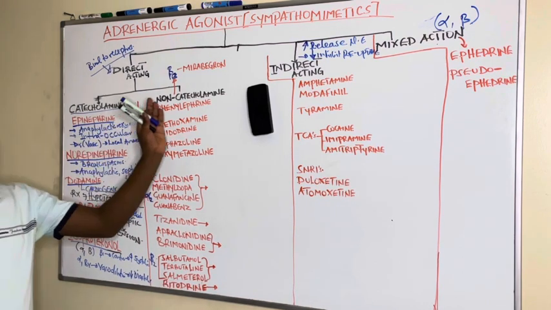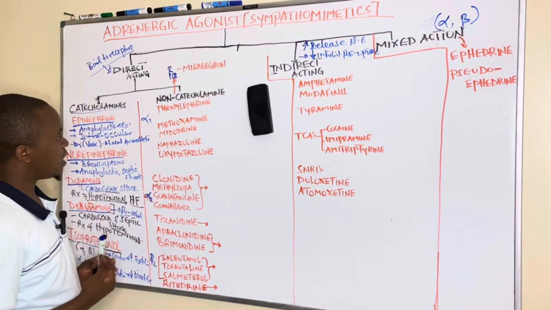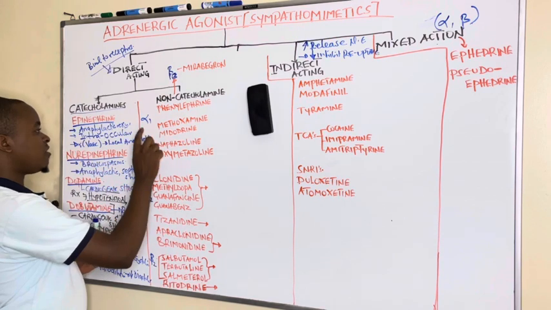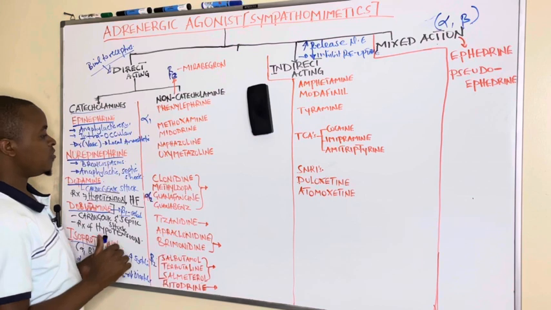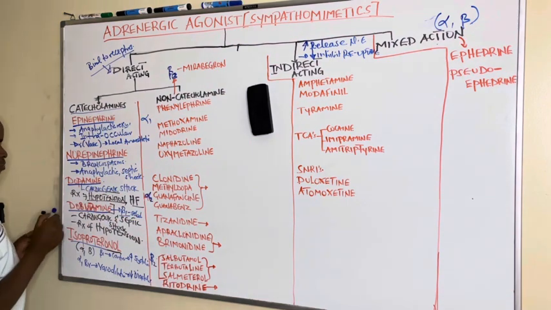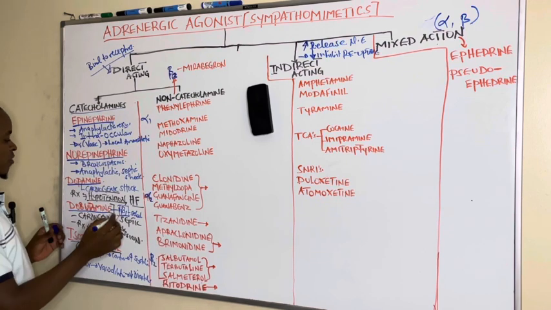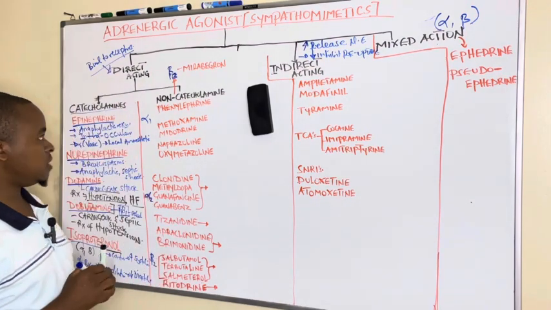Then now we can go to the non-catecholamines, and among the non-catecholamines, we are going to see those which are selective for alpha 1, selective for alpha 2, and selective for beta 2. Beta 1 has been covered under dobutamine, which is a beta 1 selective agonist. So don't forget that dobutamine is a beta 1 selective agonist.